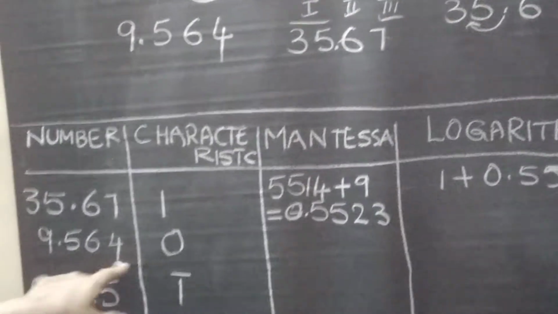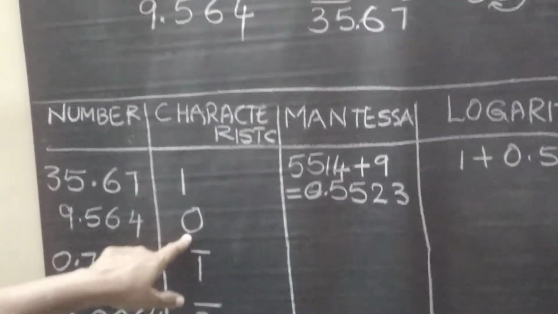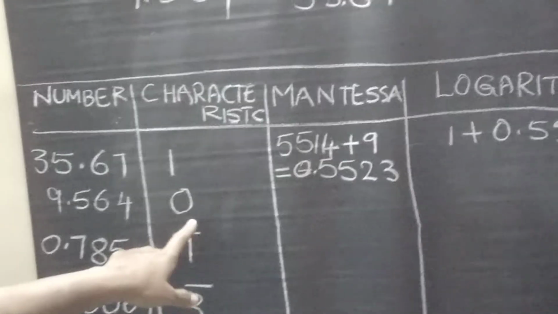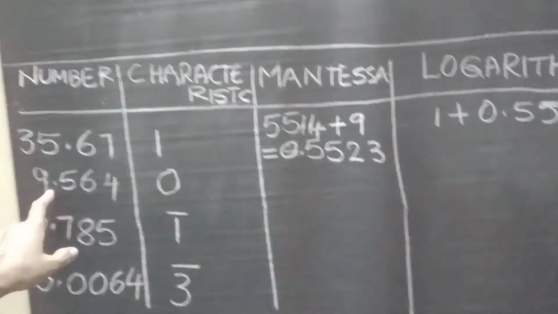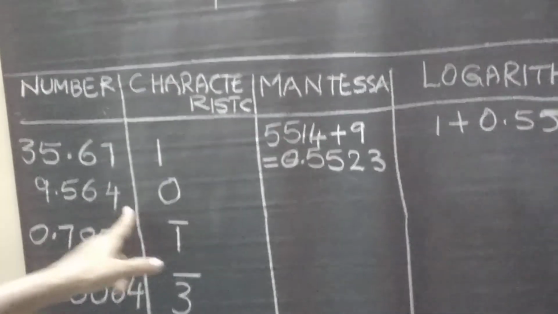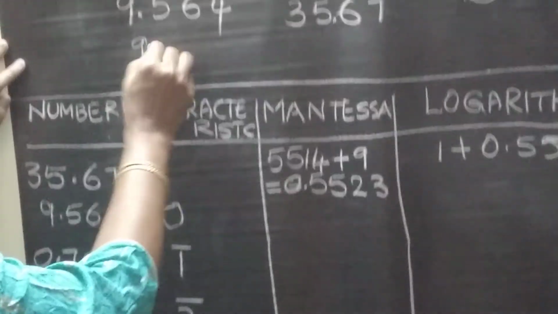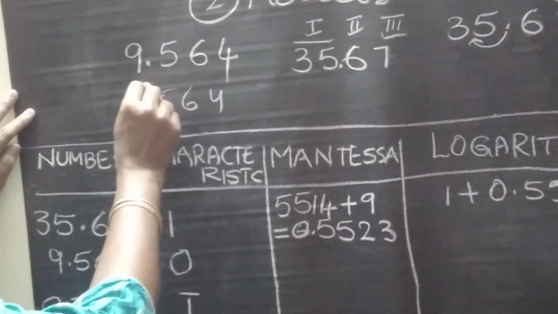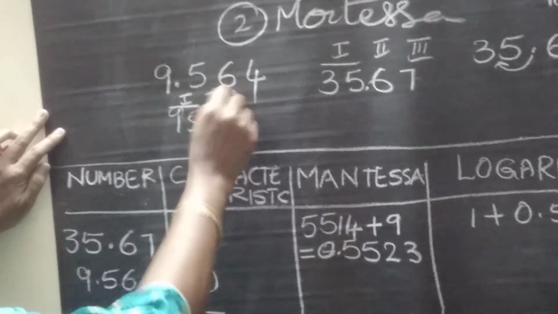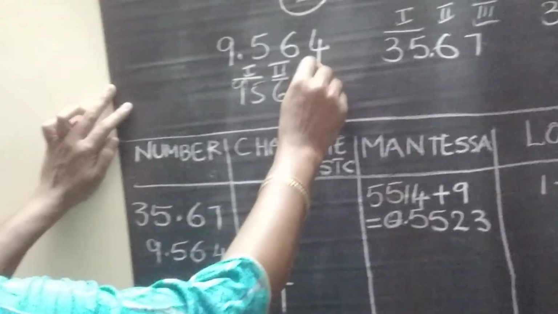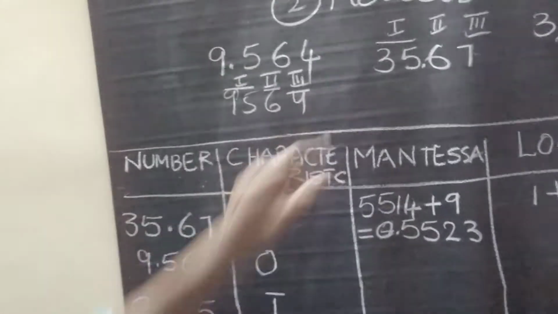Okay, we will find the next logarithmic value, that is 9.564. Already we found the characteristic, that is 0. Now we have to find the mantissa value. What are the 4 digits here? 9564. The first part is 95, the second part is 6, and the mean difference, the third part, is 4.